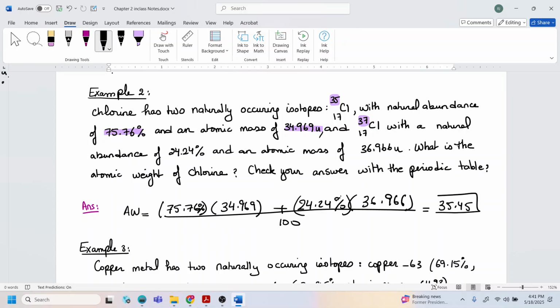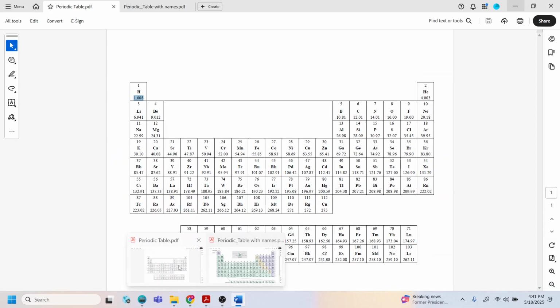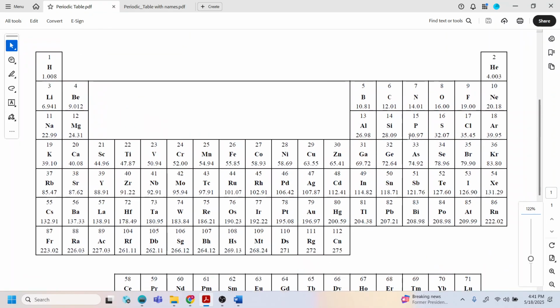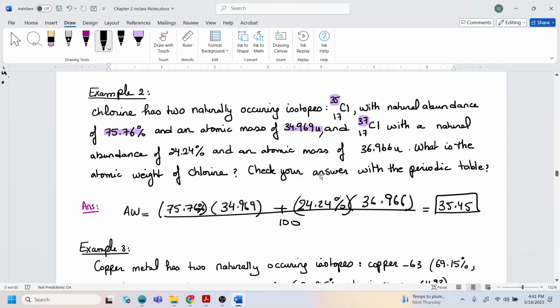And the answer is 35.45. This number needs to match the atomic weight of chlorine. So let's see if it's the same. This is chlorine over there, and it is 35.45. So the mass number that you see in the periodic table is equivalent to the average mass of all the isotopes of the element.